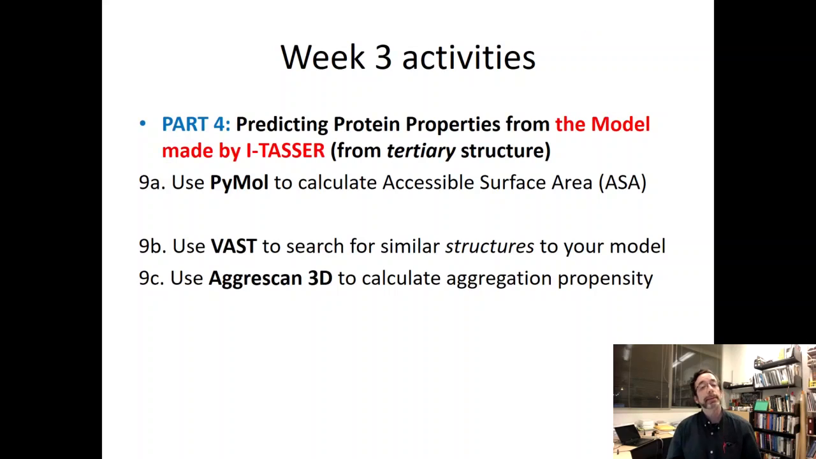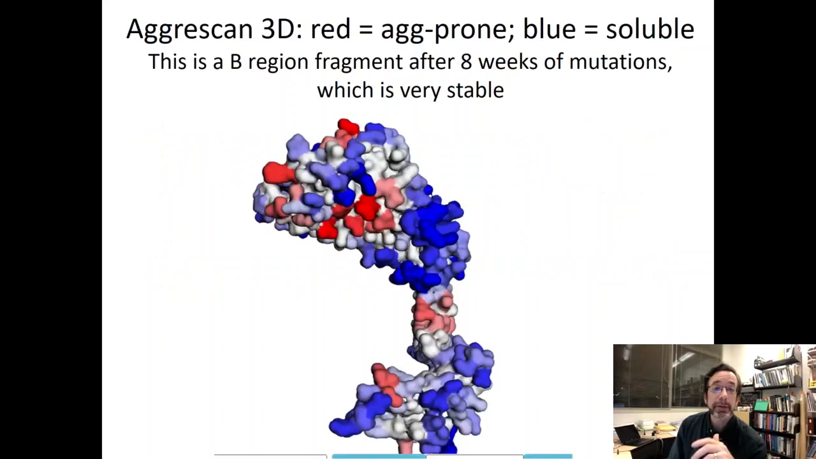So you're going to use PyMol to do some calculations after you do the alignments. You're going to calculate the accessible surface area of your fragment, and you're going to use two programs, VAST to do a structure search, and AgriScan 3D to calculate aggregation propensity from the structure. This is actually really useful.